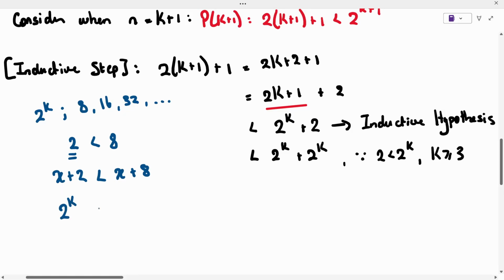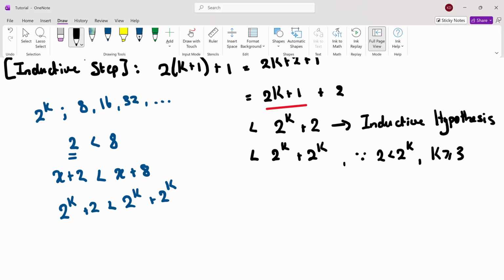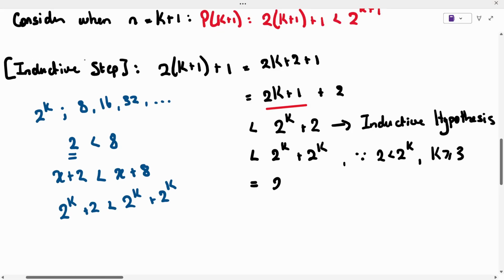2 to the power k plus 2 is less than 2 to the power k plus 2 to the k, right? Because 2 is less than 8, is less than 16, is less than 32, and so forth. So that is the reasoning behind this next step here. And now, of course, 2 to the k, those are like terms. Just like x plus x is 2x, 2 to the k plus 2 to the k is equal to 2 times 2 to the k.